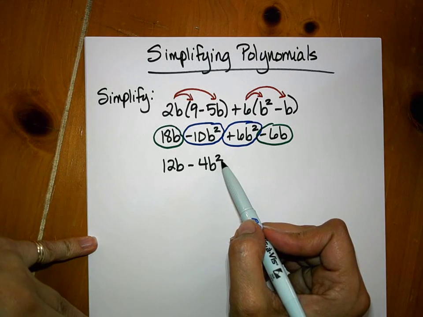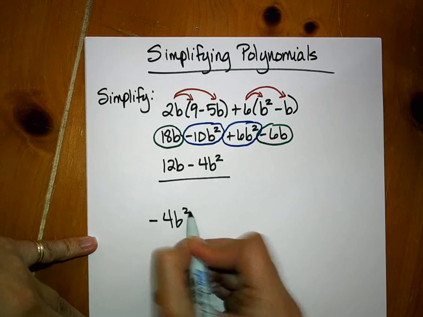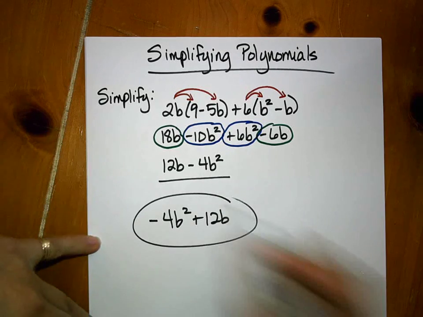Okay. Now generally when we answer anything to do with polynomials, we're going to put it in standard form, which means that the highest exponent goes first. So we're just going to flip this around and say negative 4b squared, keeping the symbol with the term, plus 12b, and that would be your final answer for this one.